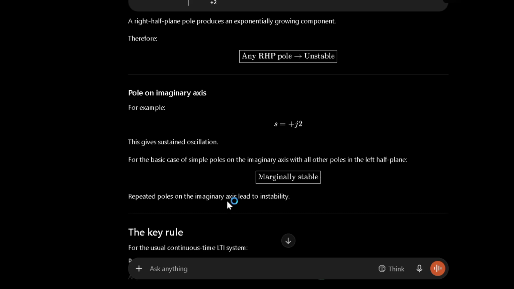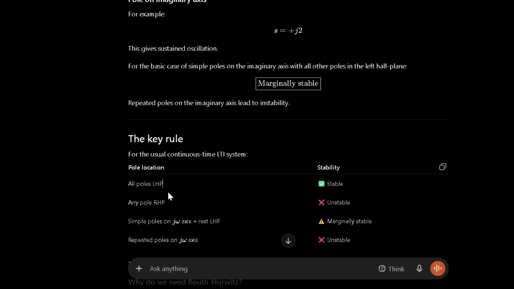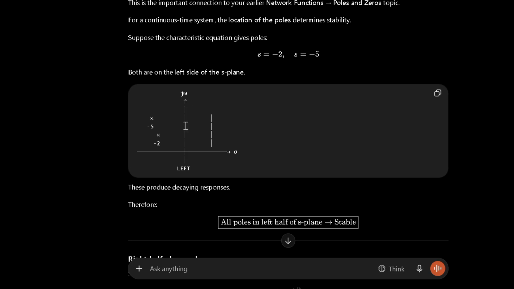Why do we need Routh? Suppose your characteristic equation is s^4 + 3s^3 + 5s^2 + 7s + 2. You could solve the polynomial and find every root. But that's tedious. Routh gives us a systematic way to determine how many roots are in the right half of the s-plane without actually solving for all the roots. So next we'll learn the Routh-Hurwitz criteria.